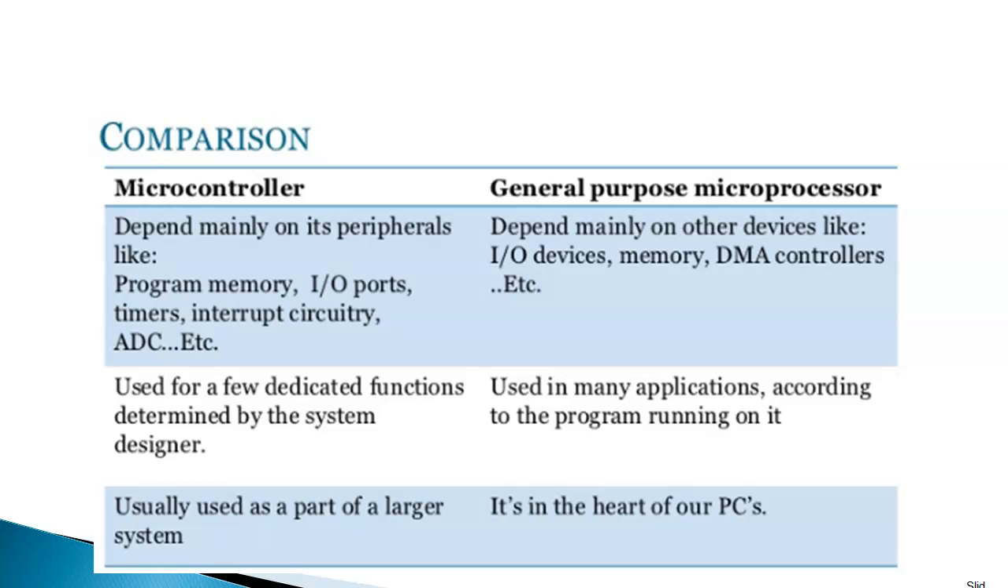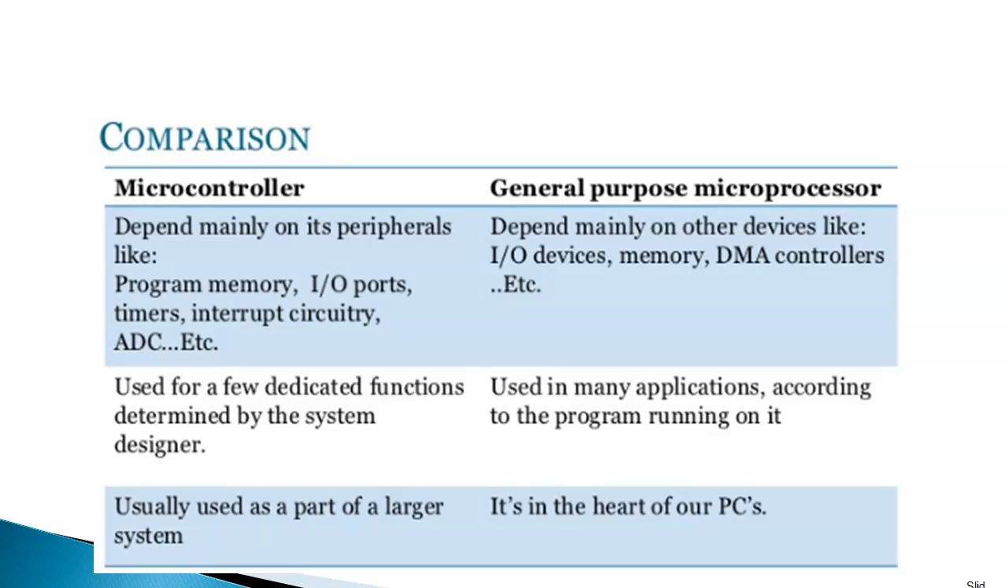Comparison. A microcontroller depends mainly on its peripherals like program memory and input-output devices like a keyboard, mouse, etc. General purpose microprocessors depend mainly on other devices like input-output devices, memory, and the DMA controller, that is the direct memory access controller, etc. A microcontroller is used for a few dedicated functions determined by the system designer.